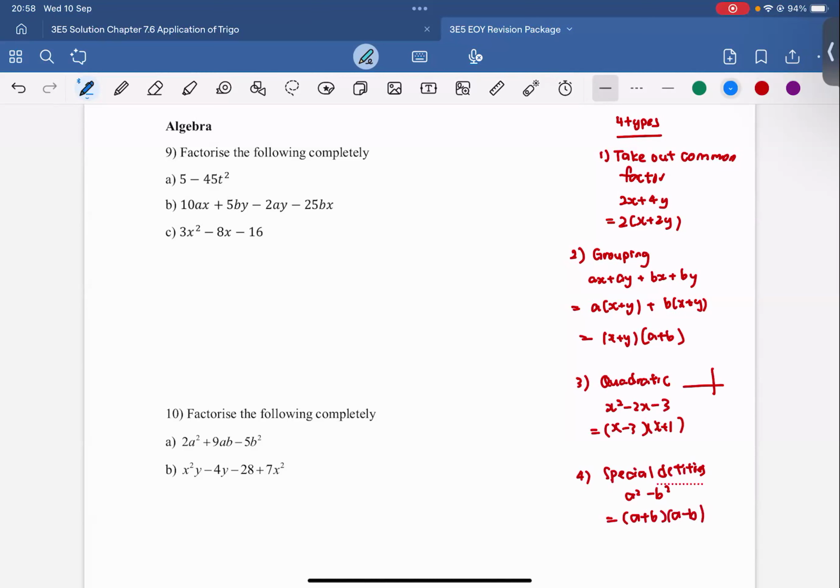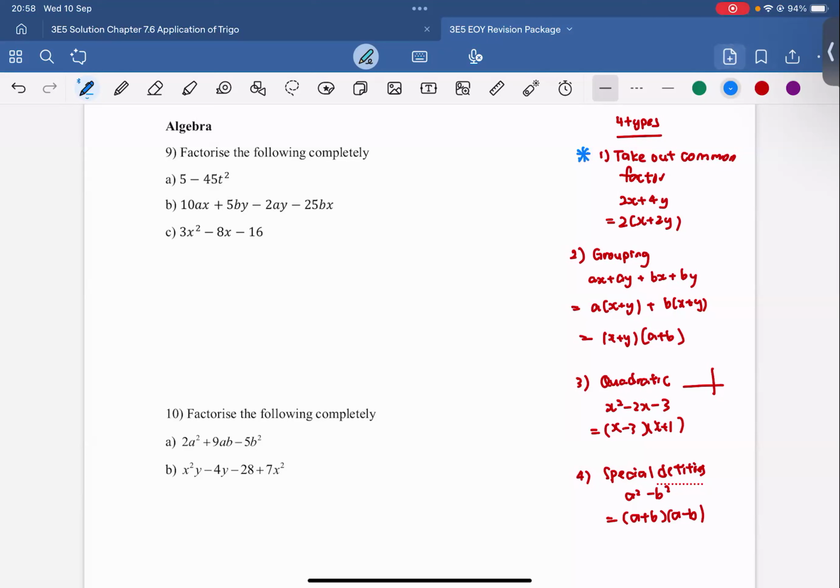Okay, but remember the priority is still to do number 1 first. After you finish number 1, then you can see whether to do 2, 3, or 4. But you must take out the common factor from all the terms. So there are four to use.